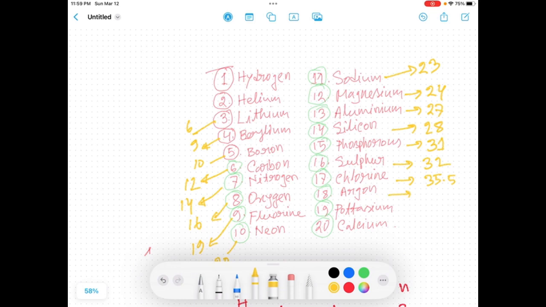argon 18, it will be 36 actually. Potassium 19 should be 38, but it is 1 unit more, 39. Calcium is 20, so it will be double, atomic mass is 40.